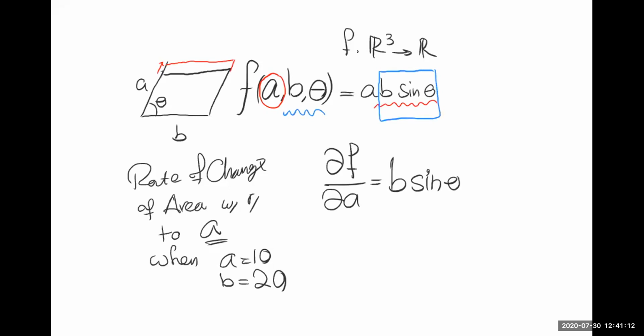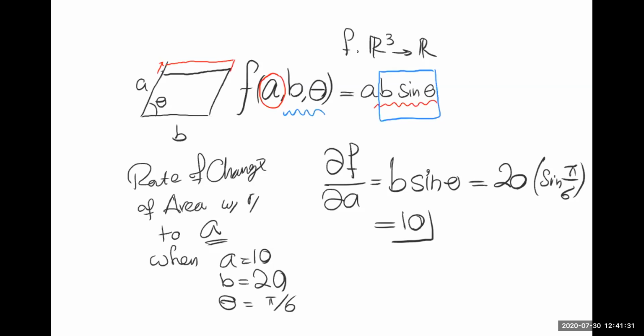Oh, I should also fix theta. Say theta is pi over 6. So here it would be B, which is 20 times sine of pi over 6, which is 1 over 2. The result of multiplication would be 10. That would be the rate of change of F with respect to A.